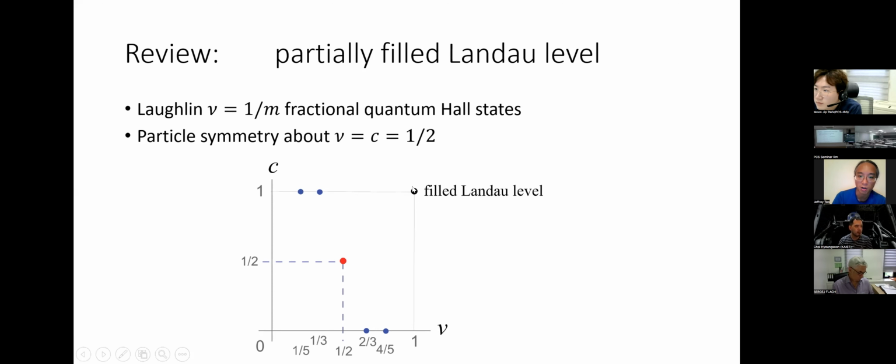If you look at the black dot here, that's the filled Landau level with filling number 1 and central charge 1. This dot here is the Laughlin 1/3 state. This dot here is the Laughlin 1/5 state. So they carry a fractional filling fraction. The electric Hall conductance is fractional, but the thermal Hall conductance is not, because they are all described by some U(1) conformal field theories with different levels. And U(1) conformal field theories all have central charge 1. So they have the same thermal Hall conductance as the filled Landau level.